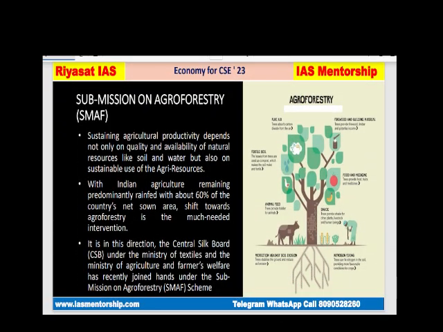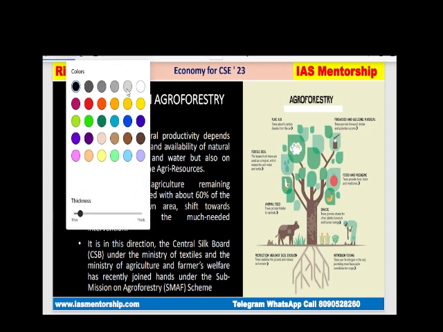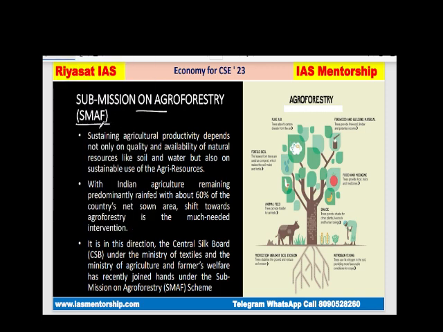Next is the Submission on Agroforestry. The short form is SMAF, Submission on Agroforestry. Basically, what is SMAF? Sustaining agricultural productivity depends not only on the quality but also on the sustainable use of agri resources.